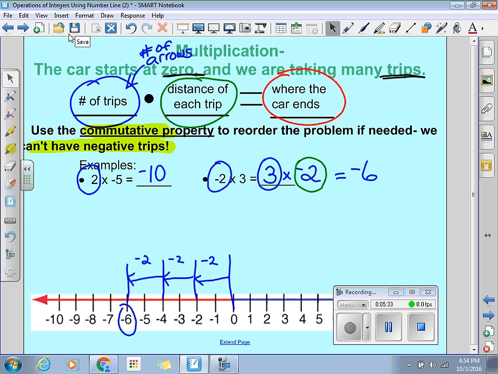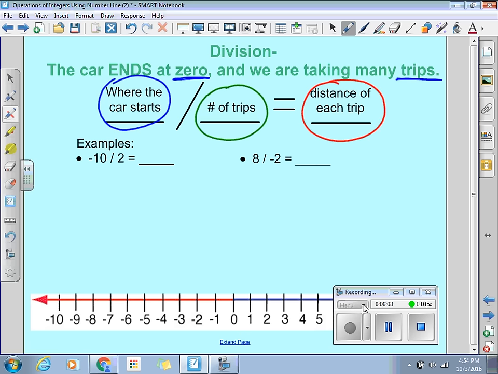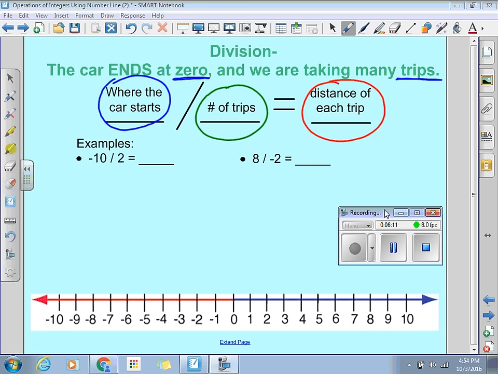Now let's take a look at division. Division. This is where the car will end at 0, so you can fill that out on your note sheet, and we're taking many trips. So, where the car starts, divided by the number of trips, equals the distance of each trip. This time we're going to end at 0, and we're going to start someplace else on the number line. Okay, take a look at the first example.